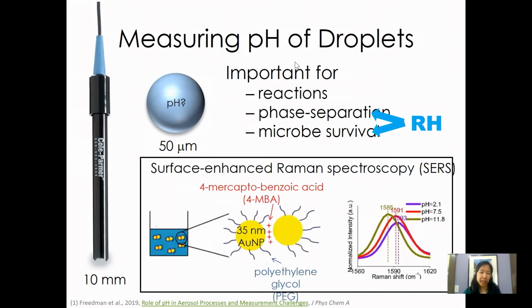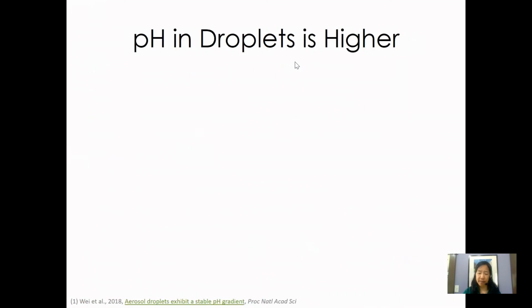So a standard pH probe is maybe 10 millimeters in diameter. We want to know what the pH is in these droplets that are present, or aerosols, which are 50 microns or smaller. You can't just stick the pH probe in there. So together with a colleague, Peter Vikesland, we've developed functionalized gold nanoparticles that we can seed into some kind of suspension that we're going to aerosolize, and they have a pH sensitive dye, and then we can observe the Raman shift in those to figure out what the pH is in these droplets.